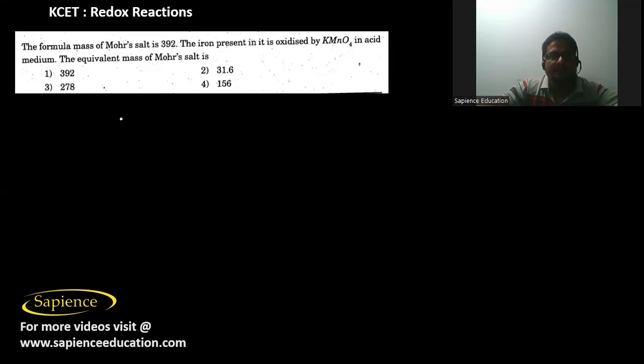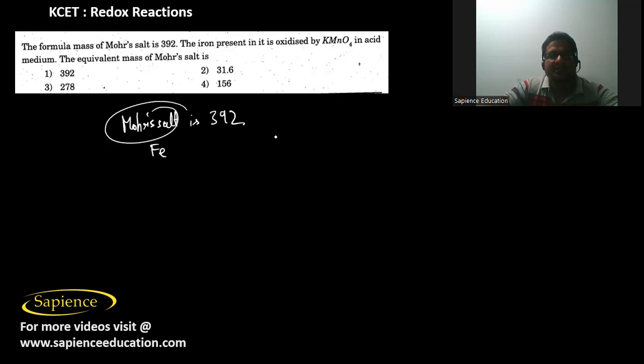Then here it is asked, the formula mass of Morse salt. The formula mass of Morse salt is 392. And iron is present in it.